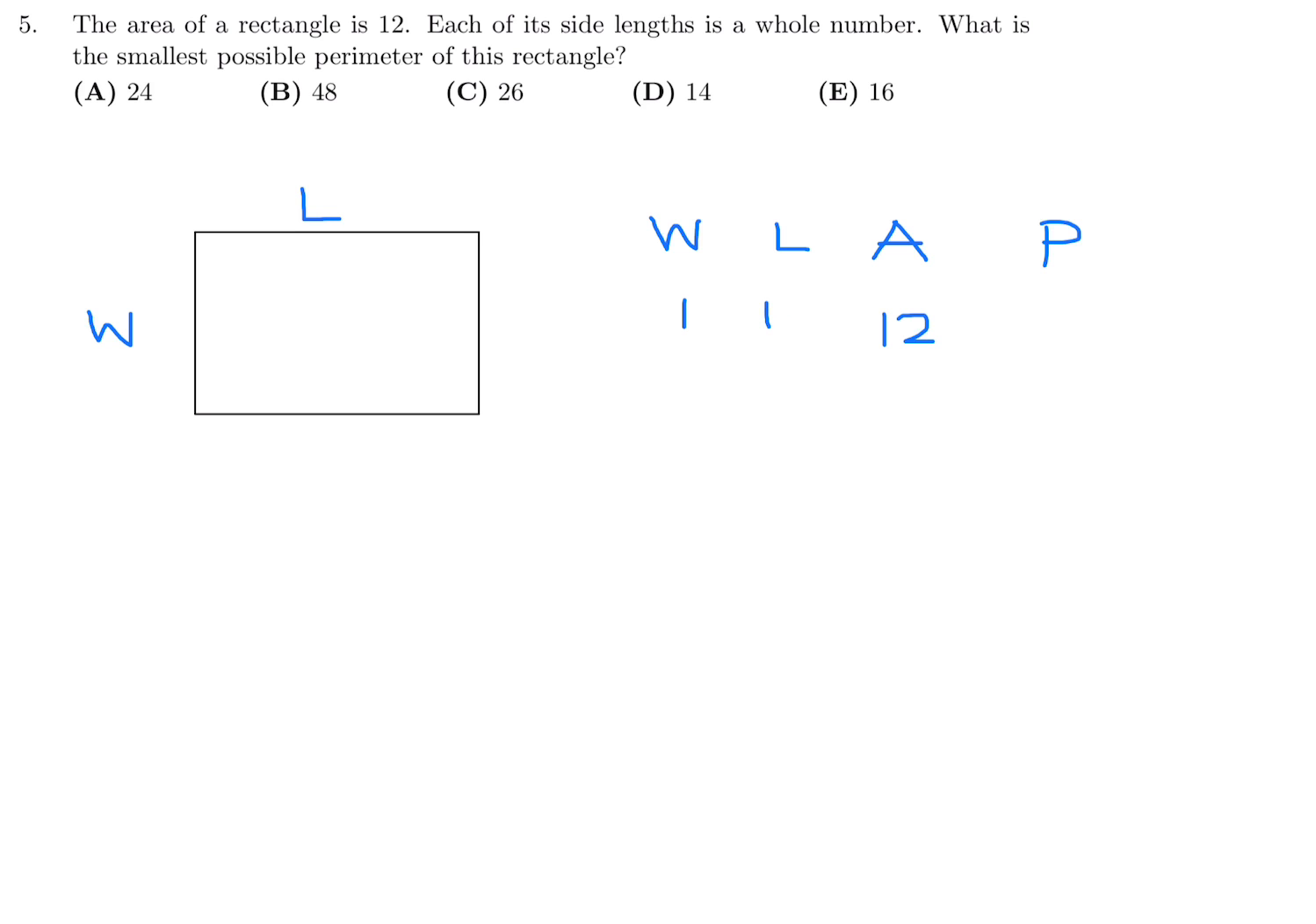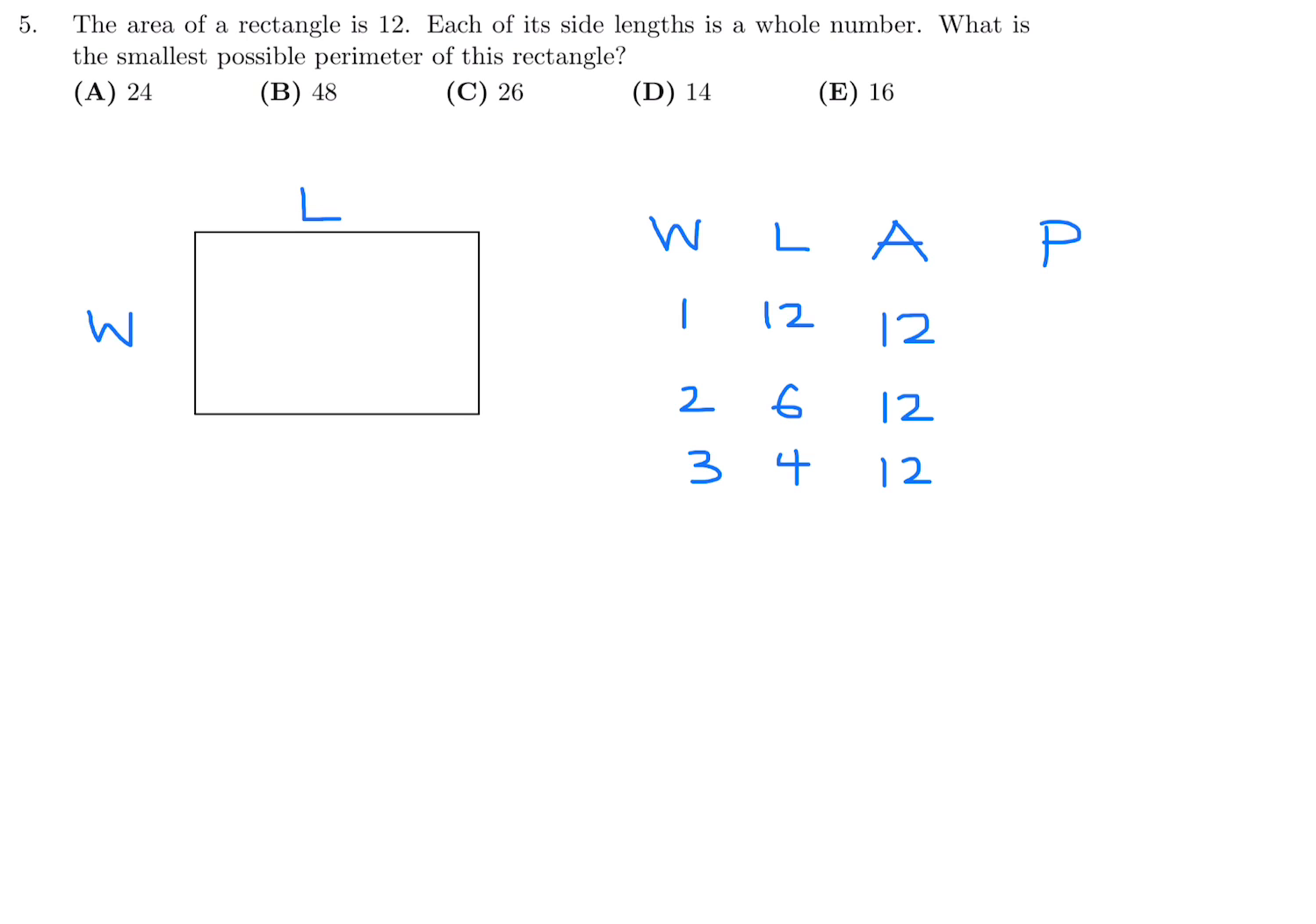We can have 1 and 12. We can have 2 and 6. Or we can have 3 and 4. Now if we have 4 and 3, it's the same thing. And also, generally speaking, width is less than the length, right? So that's why these are the only possible scenarios for length and width that are integers, whole numbers.